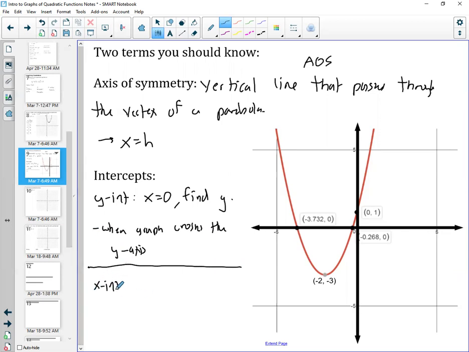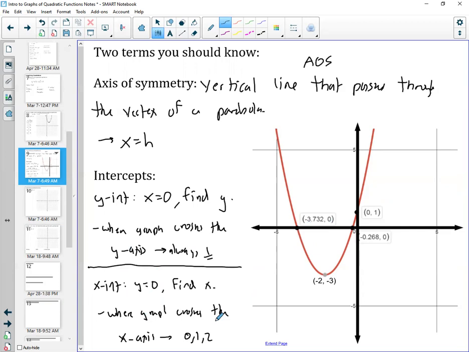And then x-intercepts, which tend to be a little more important, a little more difficult to find. You get them by setting y equal to 0 and finding x. And these are where the graph crosses the x-axis. Now, for any given parabola, it's always one of these: you could have either 0, 1, or 2 of these. And it just depends on the parabola.